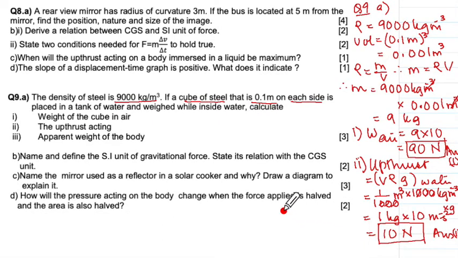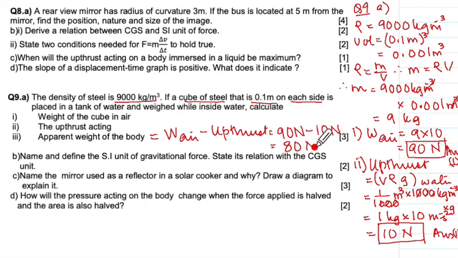What is the third part? The apparent weight of the body. The apparent weight of the body will be weight in air minus the upthrust. How much is the weight in air? 90 Newton. How much is the upthrust? 10 Newton. How much is the apparent weight? 80 Newton. Now, if you choose to write this in kgf, then it will come out to be 8 kgf.